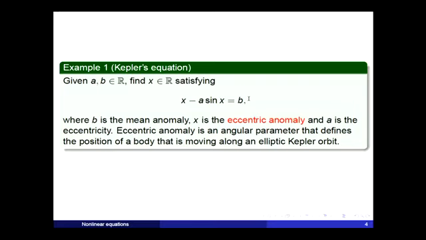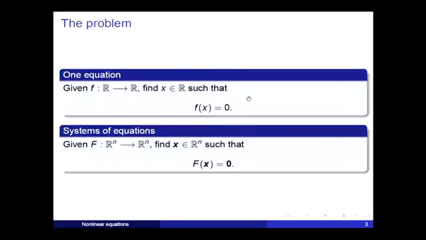Some other time you can have a system of equations. What is a system of equations? Nonlinear equations, and your unknown can be a tuple of n numbers. So you have to find the solution so that f of x equals 0.